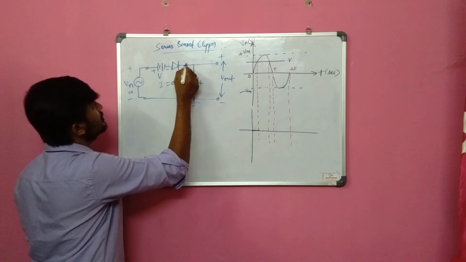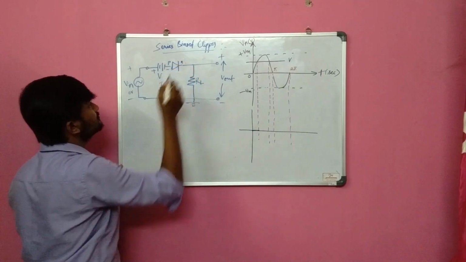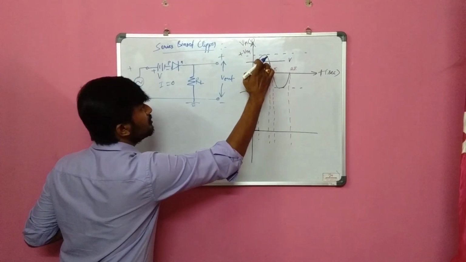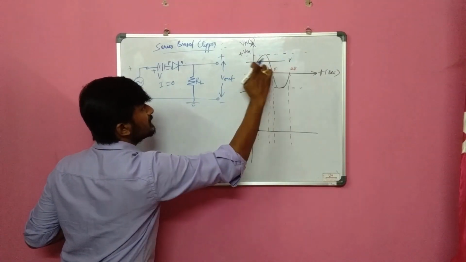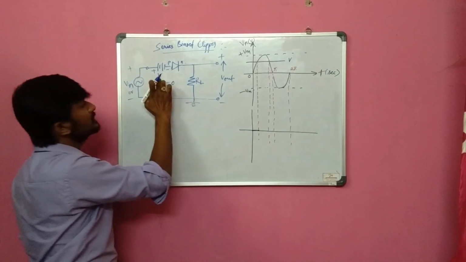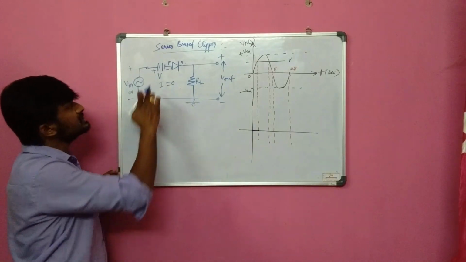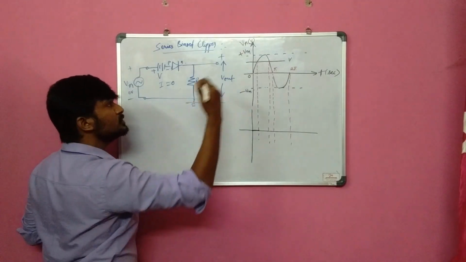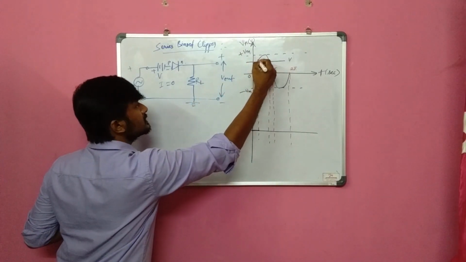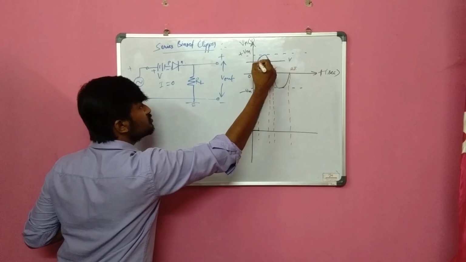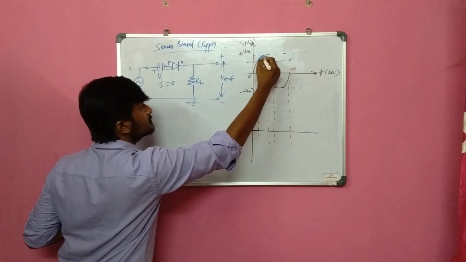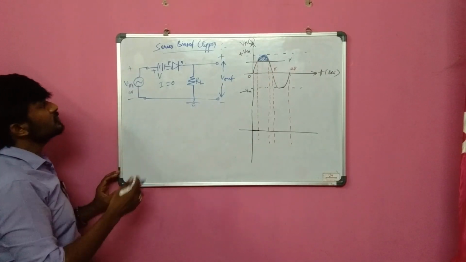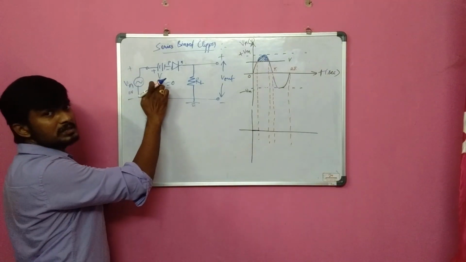Now let me redraw the diode once again. P, N. So what happens when the input waveform rises above V? V is the reference line. The battery is the reference voltage, so I have drawn the reference line V. All the voltages above the reference, this part belongs to what? Above reference voltage. So above the reference voltage, this is maximum and this is minimum, right?